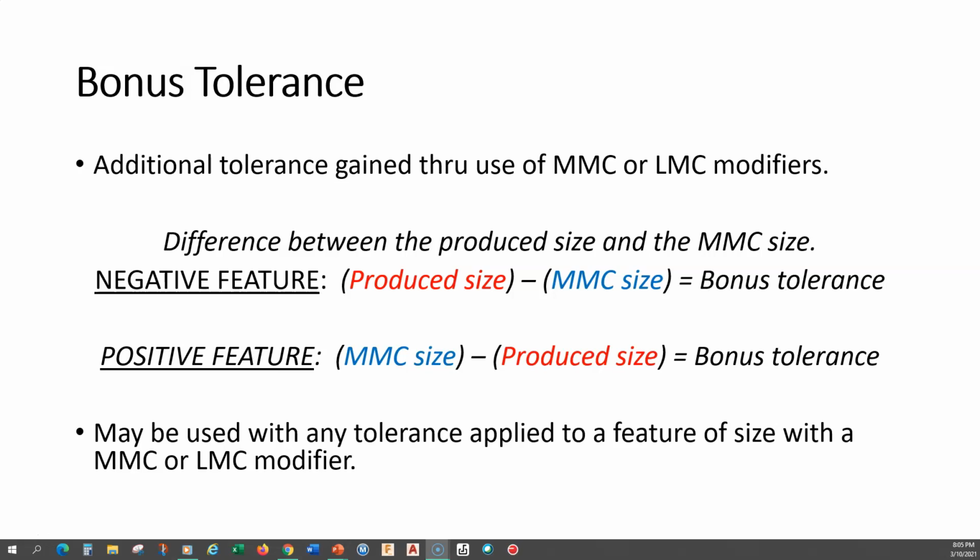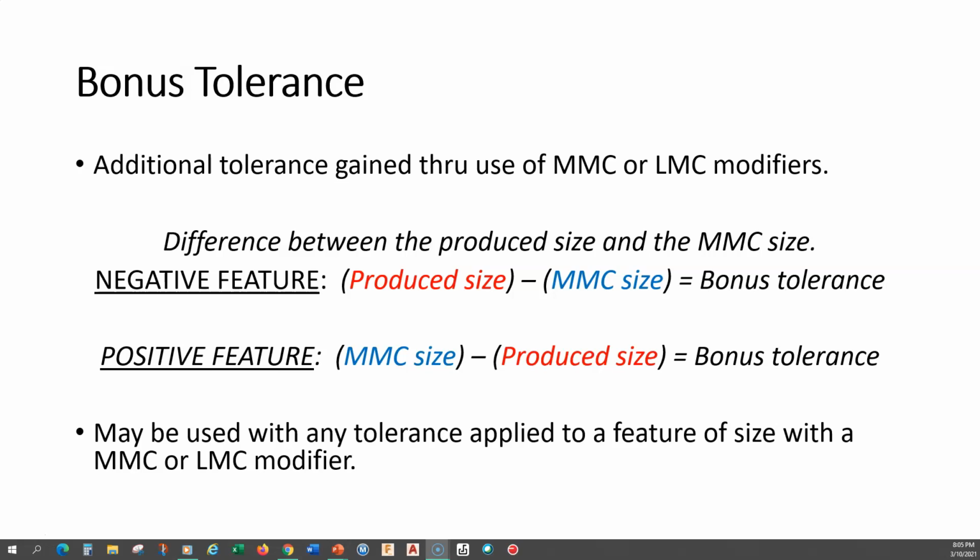Okay, so bonus tolerance is any additional tolerance that's gained through the use of an MMC or an LMC modifier in a geometric tolerance. Because we can only use MMC and LMC when we apply our geometric tolerance to a feature of size, the bonus tolerance is limited to geometric tolerances applied to features of size. Okay, notice it also does not include the RFS, or regardless of feature size, modifier. So it's only MMC or LMC, only applied to features of size.